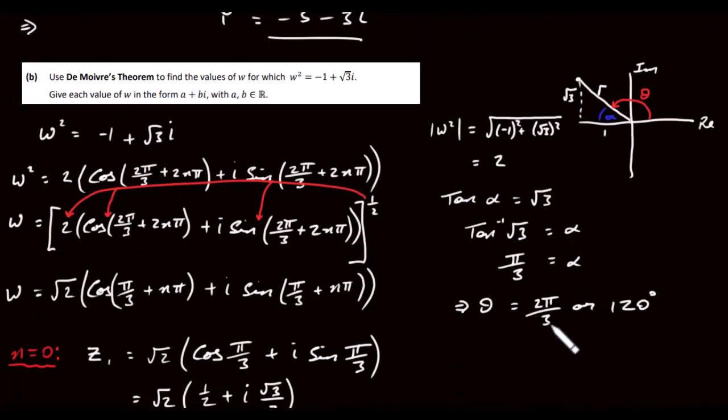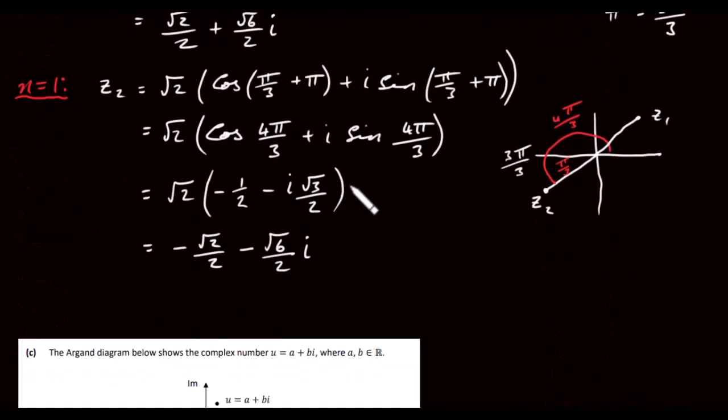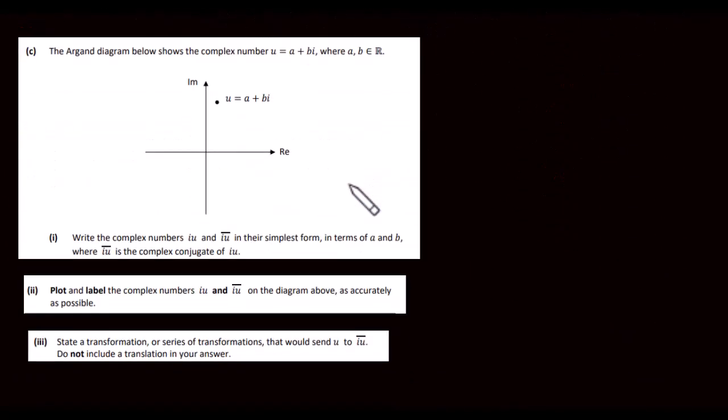Let's just have a look. Use De Moivre's theorem to find the values of omega for which omega squared is equal to minus 1 plus root 3i. So it's a quadratic, so there are two solutions. Okay, perfect. Let's have a look at the next question then.